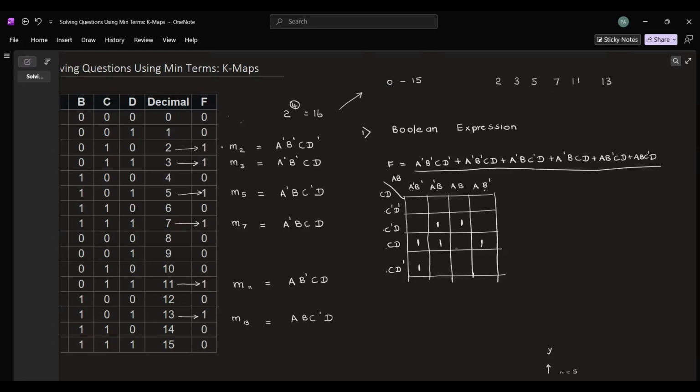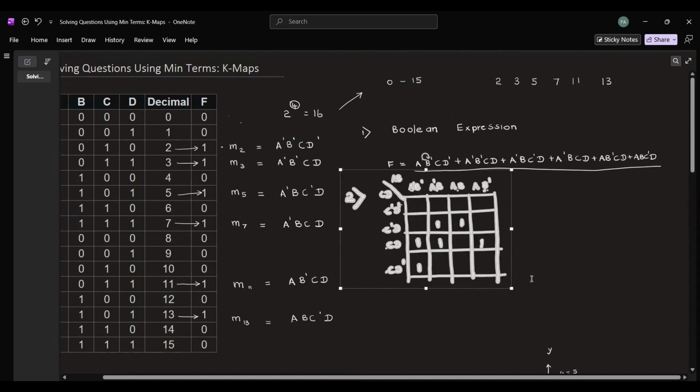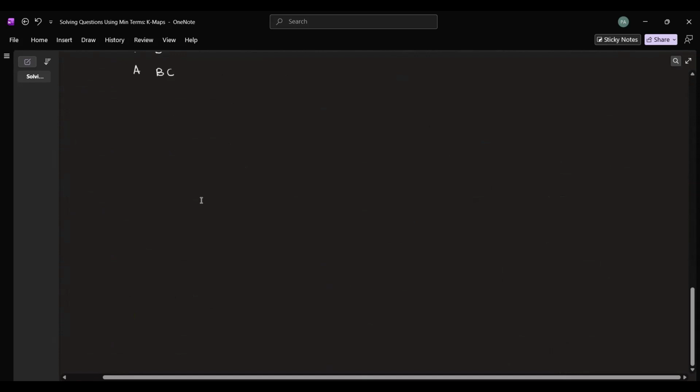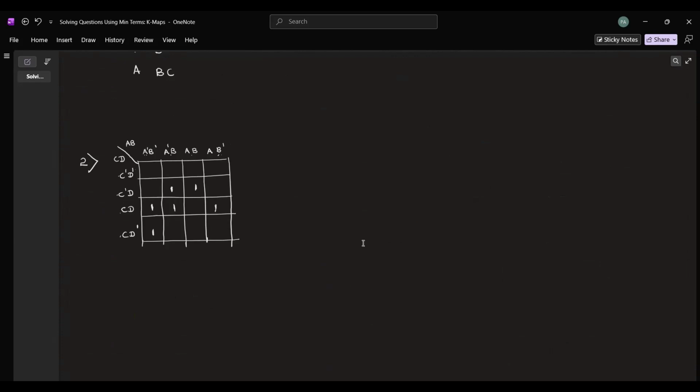Now, how do we simplify? So the second step is done. We have converted the Boolean expression into K-map. Now we are going to simplify. How are we going to do that? Well, let me copy this completely and put it here. So this is the second step, converting the Boolean expression into a K-map. That is done. Now, the next step is we are going to simplify this.